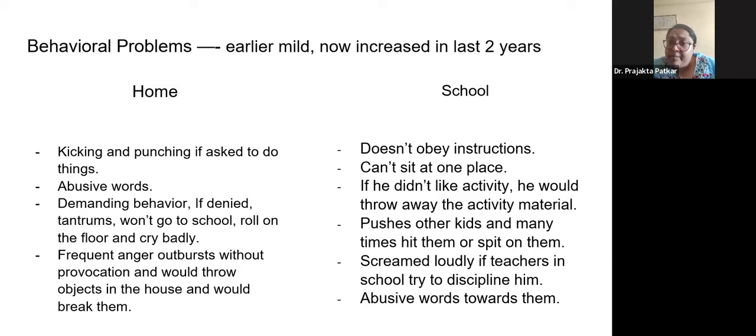Couldn't sit in one place. If he did not like an activity, he would be throwing those activity materials around, using abusive words, again screaming, shouting, especially if he was being disciplined. Next slide.